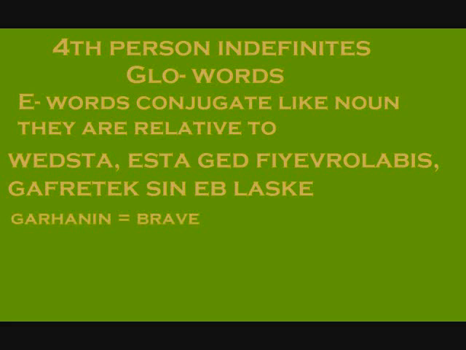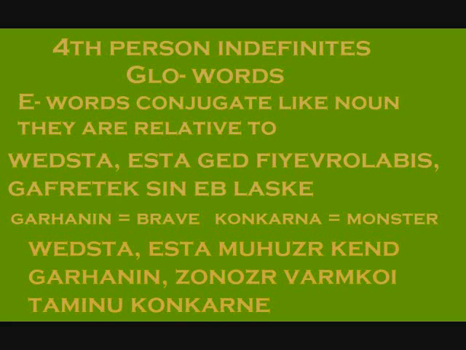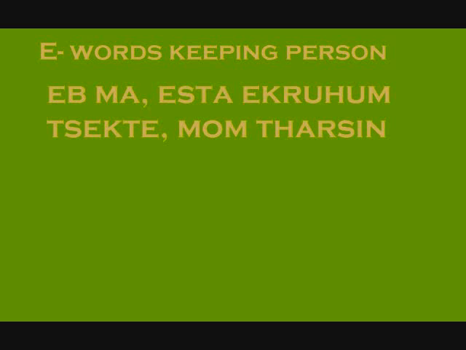Defining Garhanin as brave and Konkarna as monster, we contrast this to Wedsta esta muhuzer kend Garhanin, zonozer varmkoi taminu Konkarne. Someone who is very brave should kill that monster. This is implying that the speaker doesn't know a specific brave individual, but is merely stating an opinion that someone should perform this action. As another example of relative pronouns retaining the person of their related noun, Ebma este ekruhum tzetke momtharsin would mean, you all who eat apples are healthy.